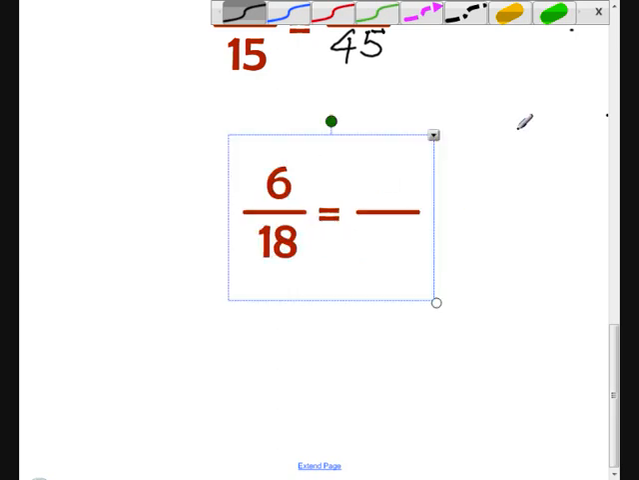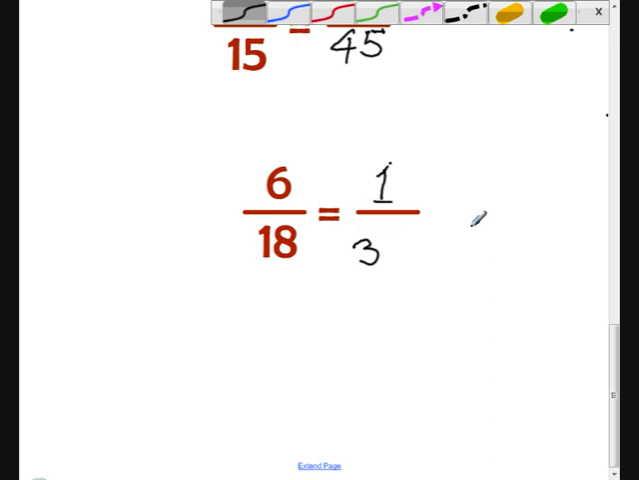6/18. First of all, let's try to make this one simpler. And obviously, one number that stands out is 6. I can divide 6 by 6 one time, and I can divide 18 by 6 3 times. So the new fraction would be 1/3. And so that's how we could make it simpler. But what if we wanted to make it a bigger fraction? Well, we could do that by multiplying.